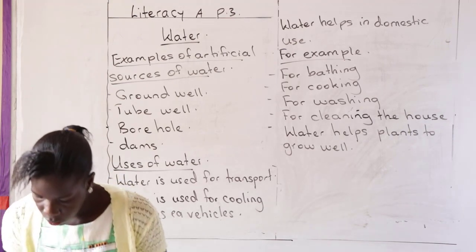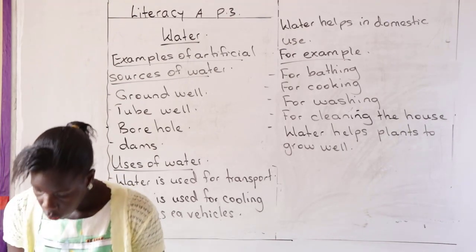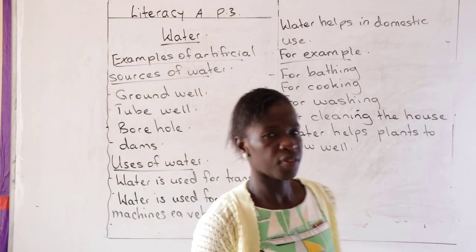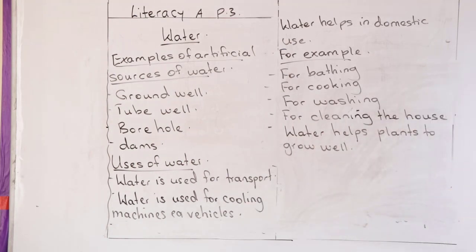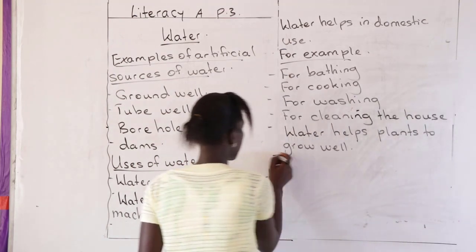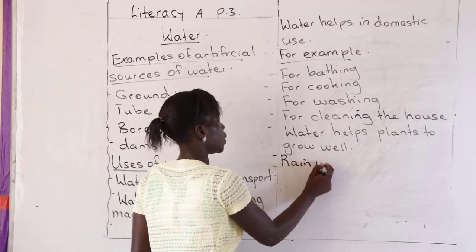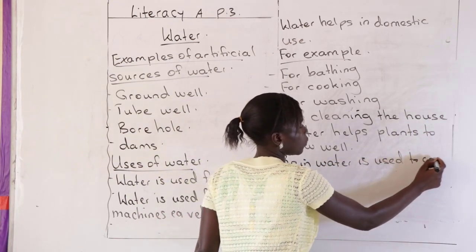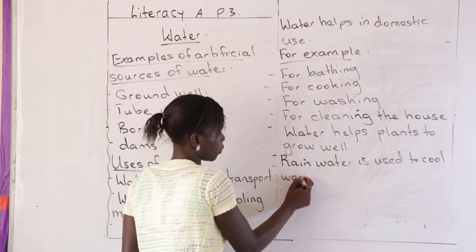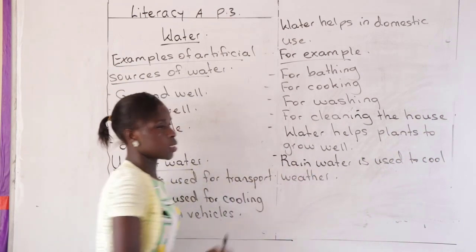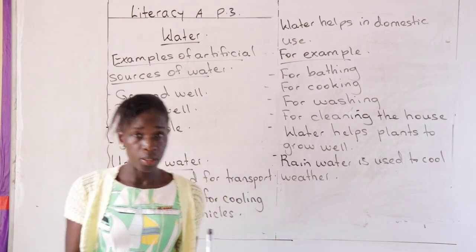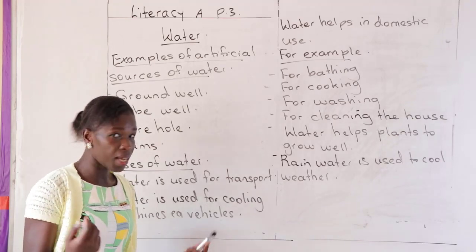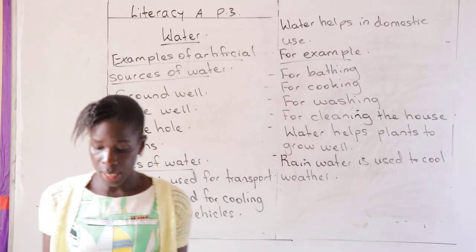And then another use of water, we can also say that water is used to cool the weather. For example, which water is used to cool the weather? The rainwater. Rainwater is used to cool the weather. For example, right now it is very hot, but when it starts raining, you see how people will run for their sweaters, for their jackets, and many others. So rainwater is used to cool the weather.